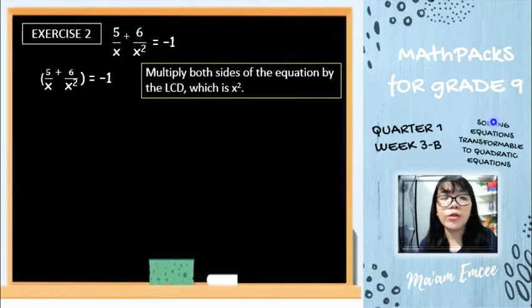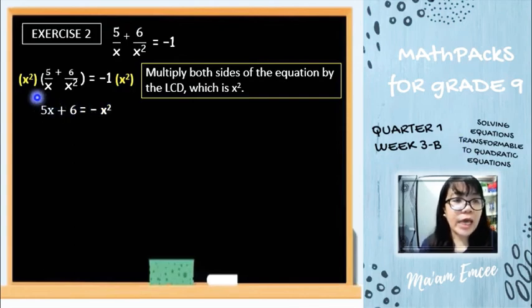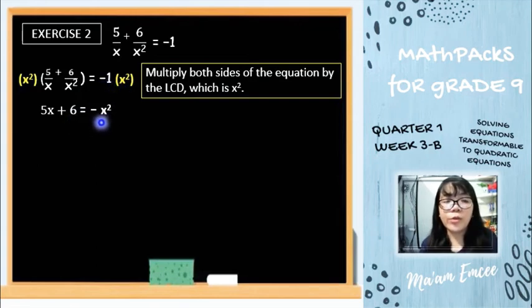So we need to multiply both sides of the equation by the LCD, which is x squared. Multiply the left side of the equation by x squared and the right side of the equation by x squared. Then we simplify. x squared times 5 over x. x squared divided by x is x. Multiply that to 5, we have 5x. x squared divided by x squared is 1. Multiply that 1 to 6, that is equal to 6. And negative 1 times x squared is negative x squared. You don't need to write 1 here because it is obvious that the coefficient here is 1.